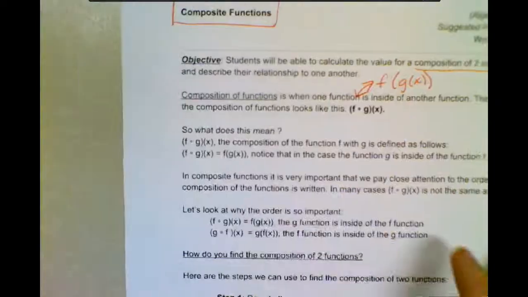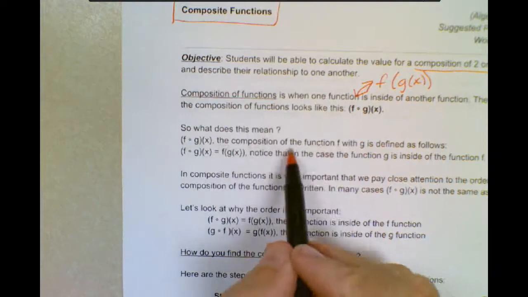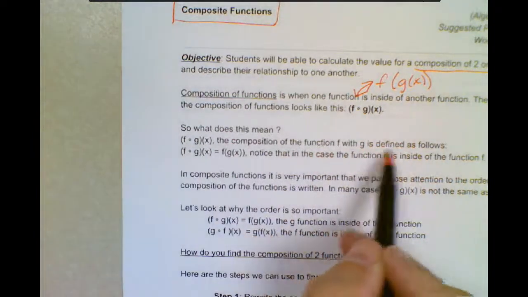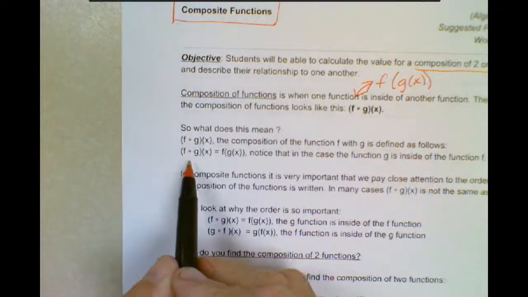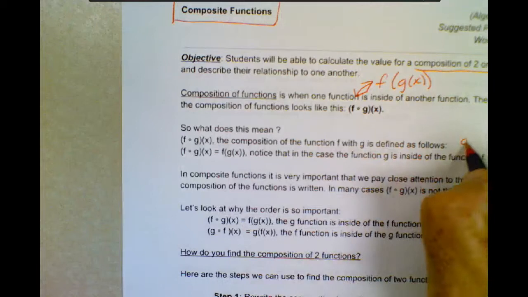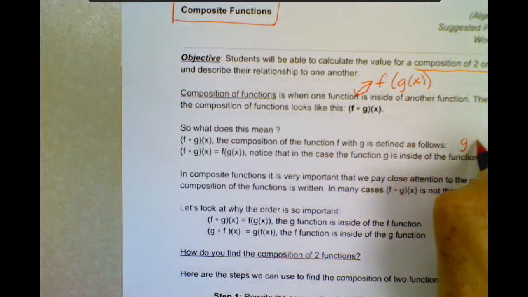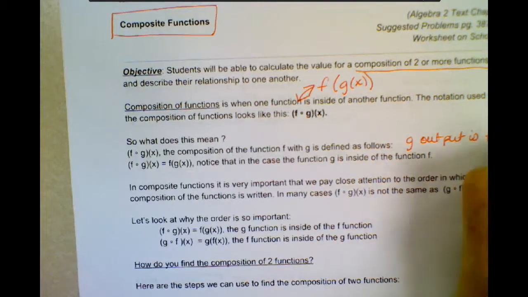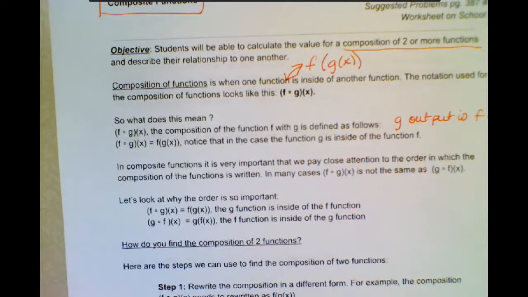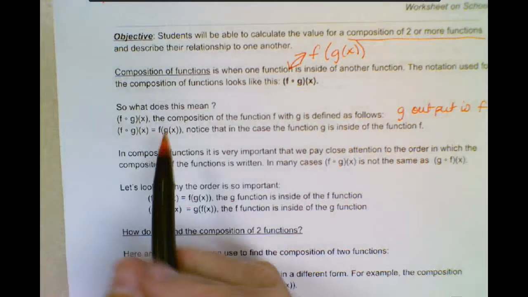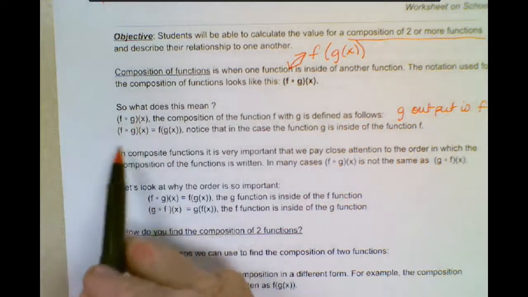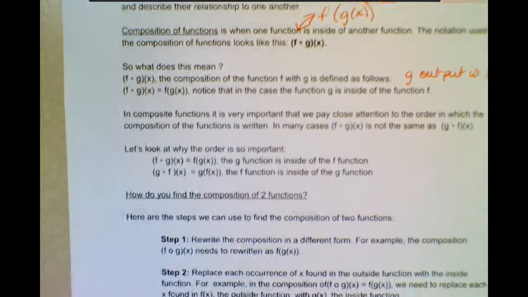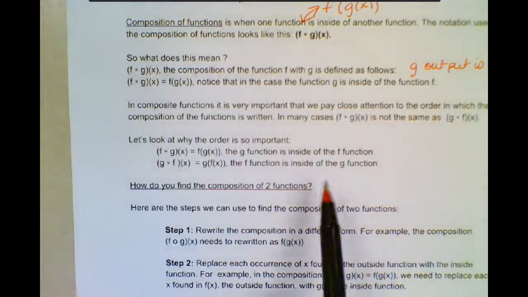So what does that mean? F of g of x means a composition of the function f when g is defined as the following. And g would be the input. G's output is f's input, just like we were doing before. Okay? So exactly the order you see the f and the g here is the order that you will write them in your notation form, in your function form, excuse me.